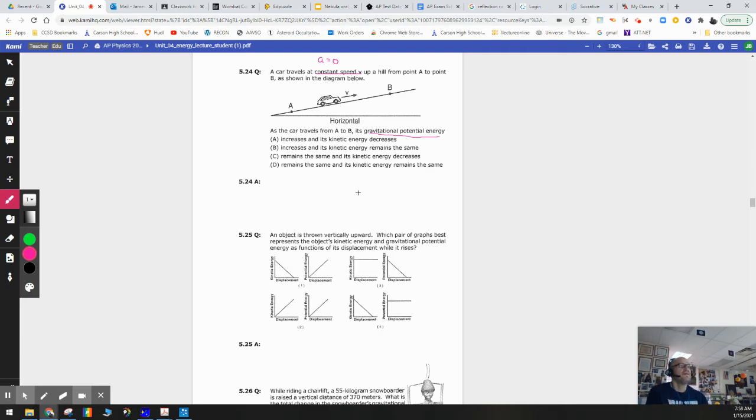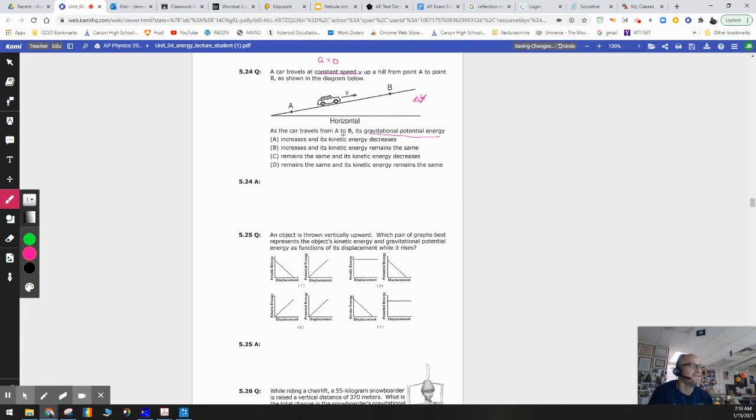All right. Some commentary here. Okay, the car travels from A to B. The gravitational potential energy is increasing, right? Because we do have a delta Y here for sure. Okay, there is a delta Y.